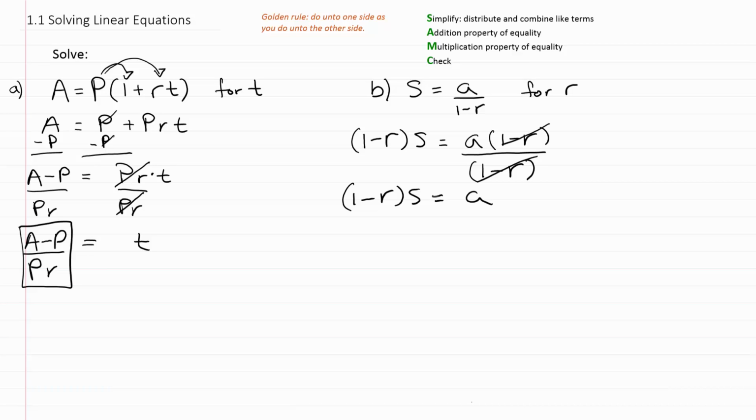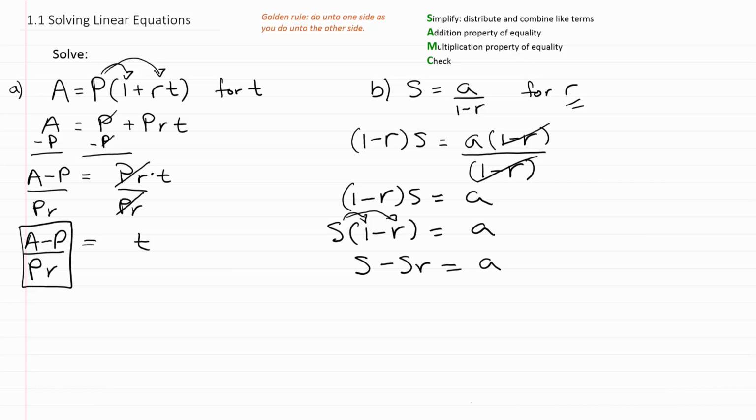Now, of course, we can rewrite that as S times 1 minus R, if you want, is equal to A. And then we can remove the parentheses by using the distribution property. The reason why we want to do that is because we're solving for R, and to get R isolated, we're going to have to remove the parentheses. So we'll use the distribution property to do that. So we'll have S times 1, which of course will just give you S, and then S times negative R, which of course will give you negative S times R, and that'll just be equal to A.